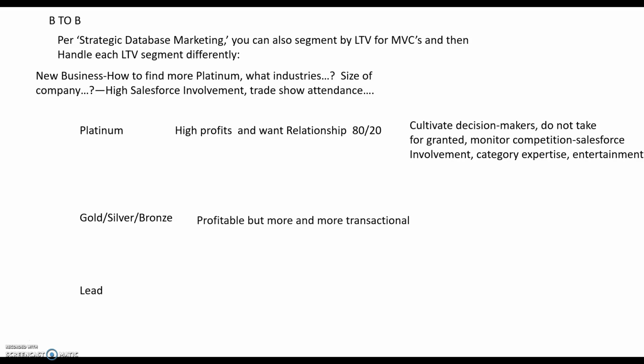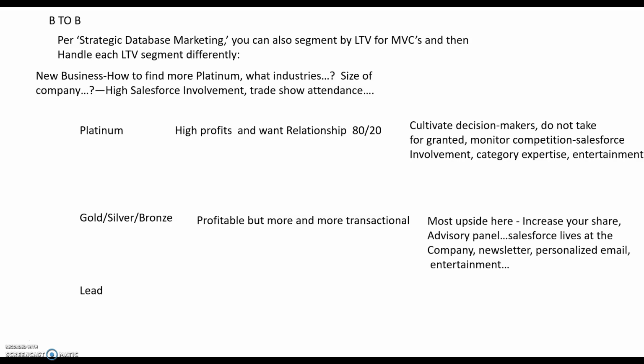Then you've got customers in the middle. Yes, you're making a profit, but it's more and more transactional. Here you may have a good upside. By the way, some of these clients may be in the same business category as your platinum clients, but maybe they're splitting their business among several companies. That happens many times, particularly in the agency business, where I'll have one ad agency for one thing and another for PR and another for this, another for that. This is the group you need to look at for your growth.